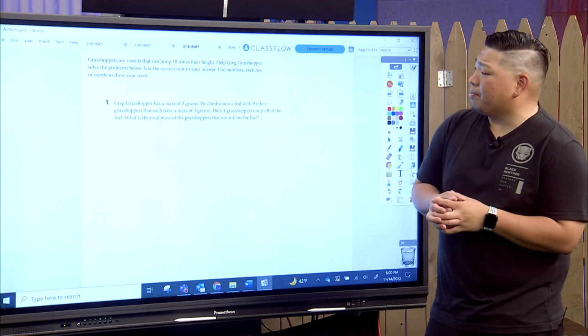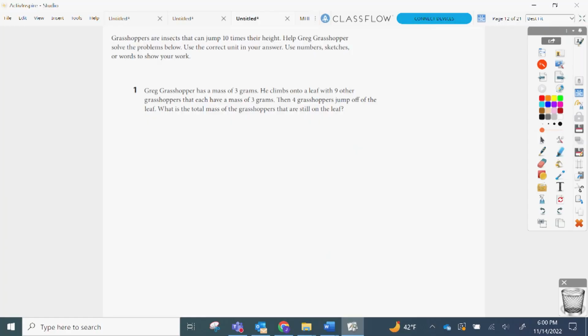So Greg Grasshopper has a mass of 3 grams. He climbs onto a leaf with 9 other grasshoppers that each have a mass of 3 grams. Then 4 grasshoppers jump off the leaf. What is the total mass of the grasshoppers that are still on the leaf?